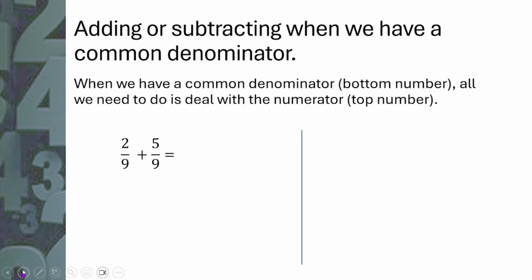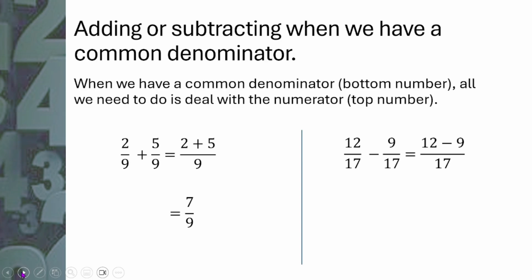That's the top number. So here we've been given a common denominator of 9. So all we have to do is focus on those top values, 2 plus 5, okay, which is going to give me 7. 7/9 is our final answer. Let's look at example 2. We've got 12/17, subtract 9/17. Now, since these already have a common denominator, we only need to focus on the numerators, and we've been told to subtract 9 from 12, which is going to leave me with 3. So my final answer is going to be 3/17.